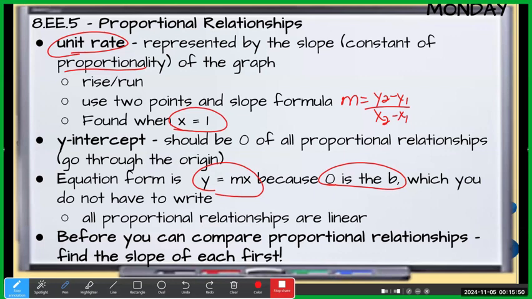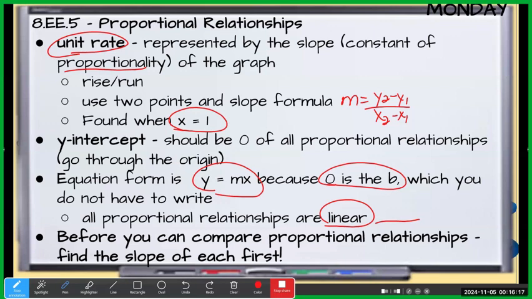It also told us all proportional relationships are linear. That means it's gonna make a straight line. It's always a straight line. All proportional relationships make a straight line, and they go through the origin. My equation form is y equals mx. Why don't I have to have the plus b? Because the origin is 0.